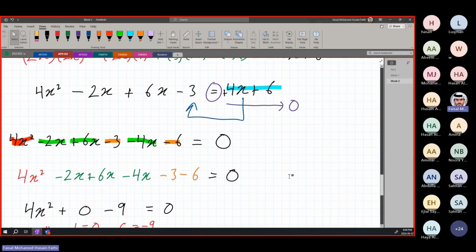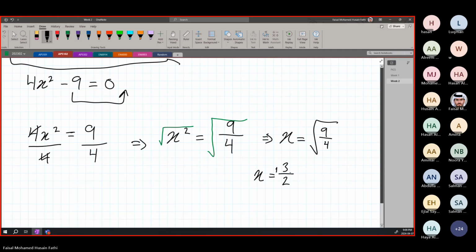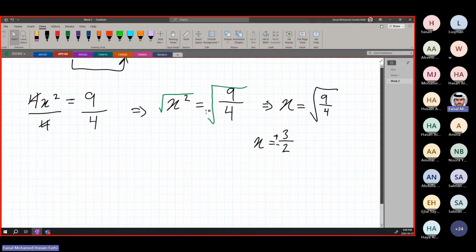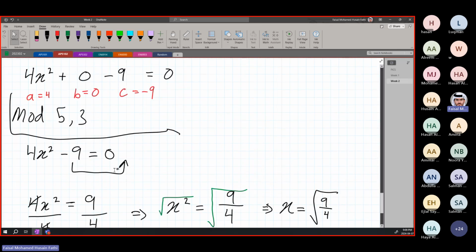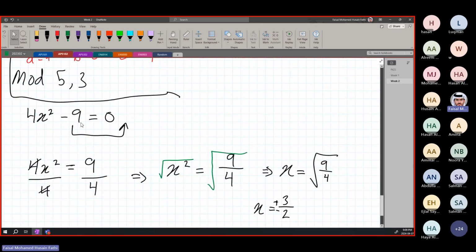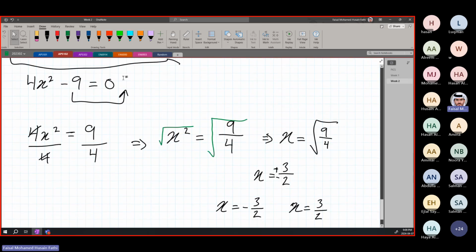Obviously, it's going to be plus or minus 3 over 2. Why? Because we're doing the square root. When we are doing square root, it's going to have two values. So we're going to have x is equal to minus 3 over 2, and x is going to be equal to 3 over 2. If you want to check this, you can substitute the minus 3 over 2 in this equation and see if the solution is going to give you 0.